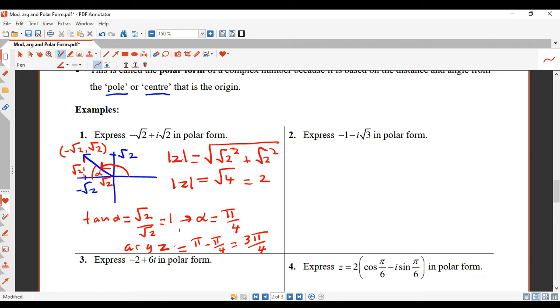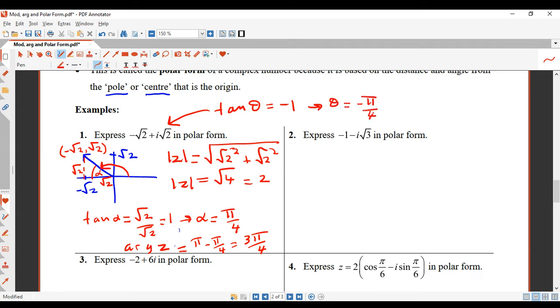Now, just be aware for the calculator fanatics. If you did this for this question, there's a bit of a danger here. If you said, all right, no problem, tan theta is equal to root 2 on minus root 2, which is minus 1, and then you went shift tan minus 1 to give you negative pi on 4.